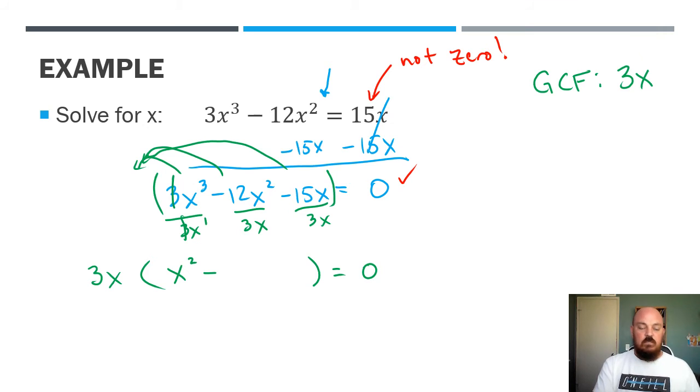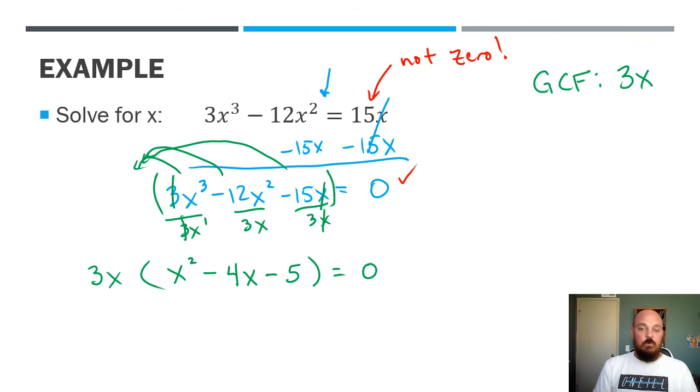Then I have my minus. Number part, 12 divided by 3 is 4. X part, x squared divided by x is x to the first power, or just x. Last one, minus, again. Number part, 15 divided by 3 is 5. And the x's cancel, so there's no x in your last one.